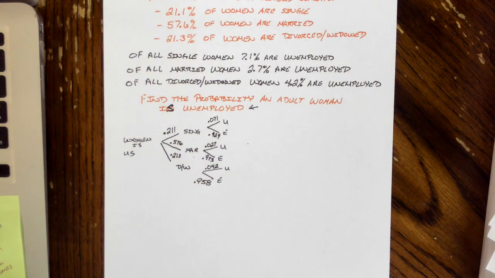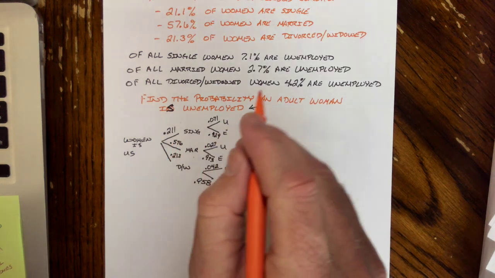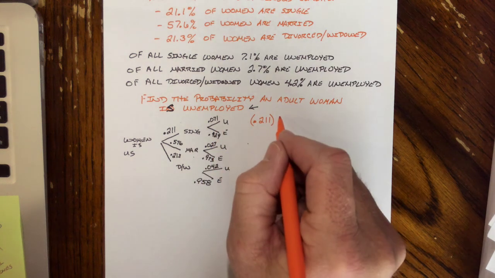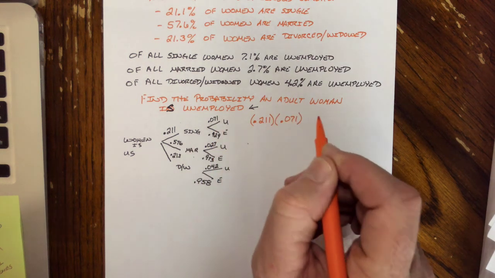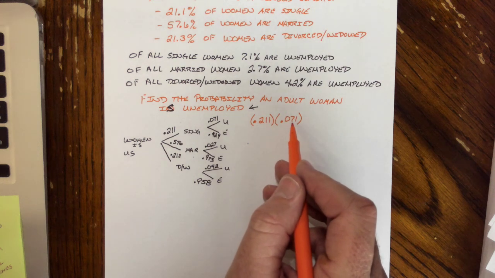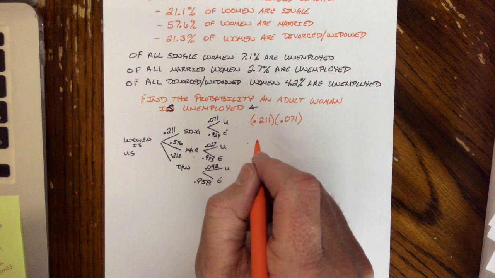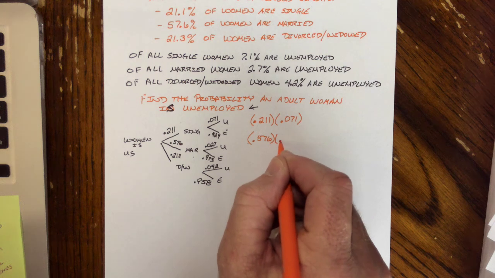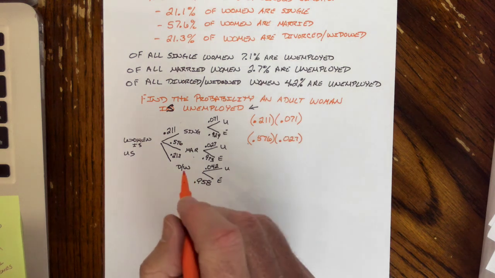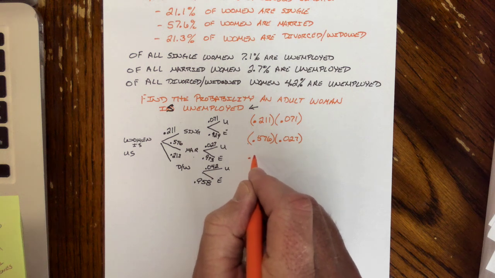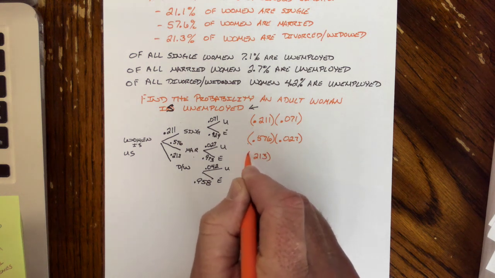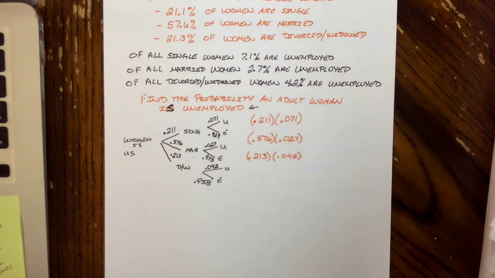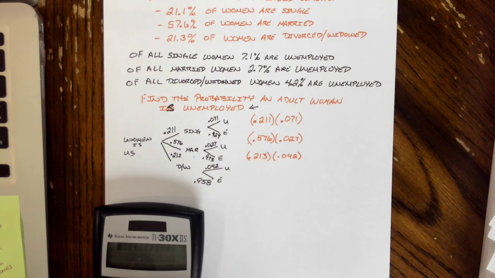So we start with women who are single, 0.211. We want the unemployed, 0.071. Probability of being single and unemployed. Probability of being married, 0.576, and unemployed, 0.027. Probability of being divorced, widowed, 0.213, and unemployed, 0.042.